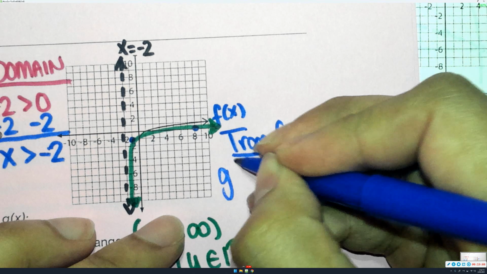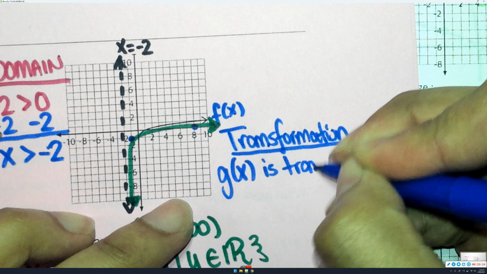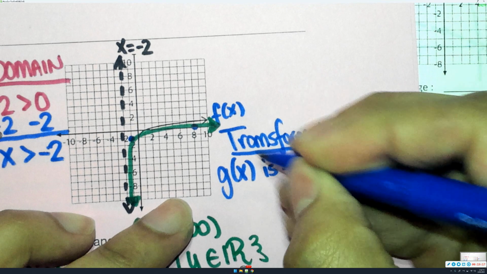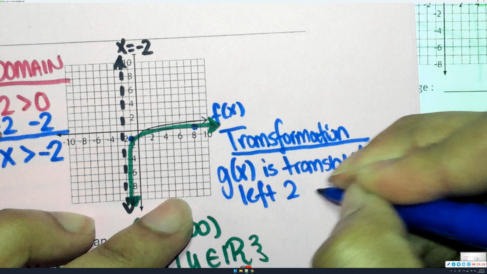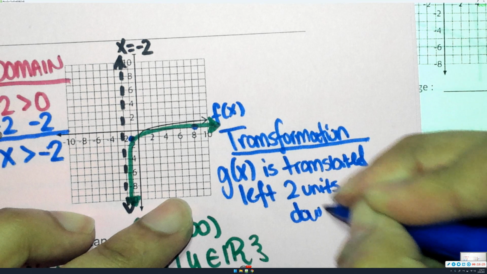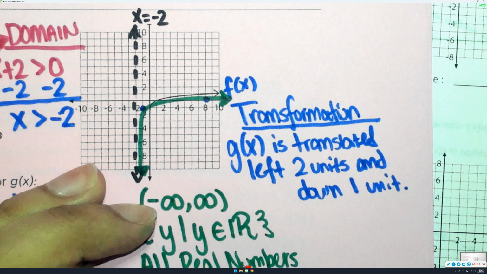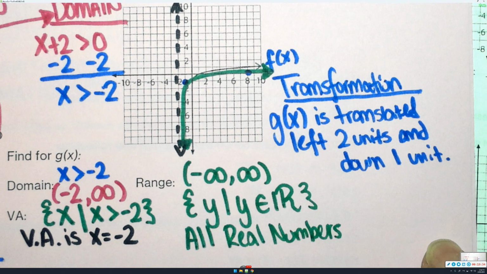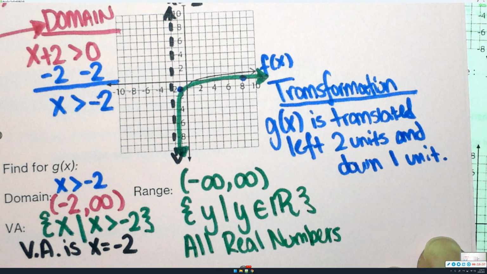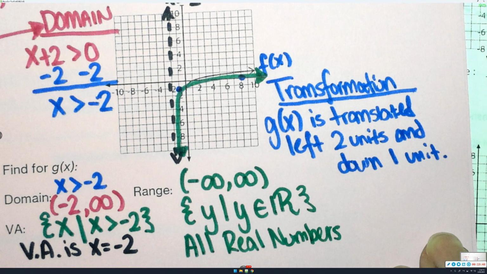And we're going to write down that g of x is translated left 2 units and down 1 unit. Questions, doubts about this, guys? All right, so we just did 2 very good examples for graphing logarithms. Do you guys want to do one more for logarithms, or do we want to go to the next page for natural log? Natural log? Okay, let's move on.